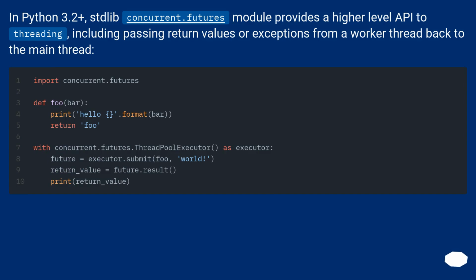In Python 3.2+, the concurrent.futures module provides a higher-level API to threading, including passing return values or exceptions from a worker thread back to the main thread.